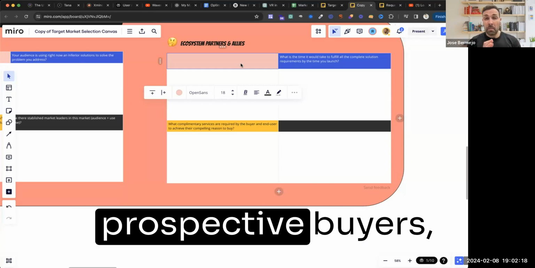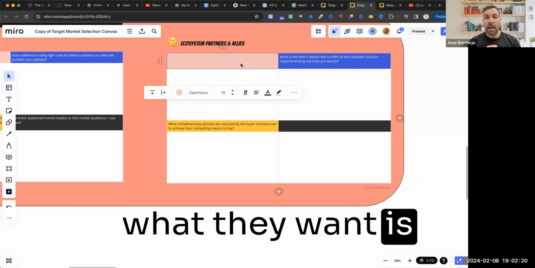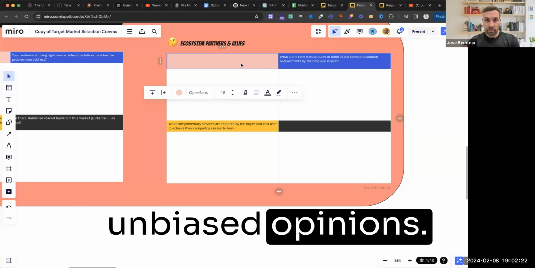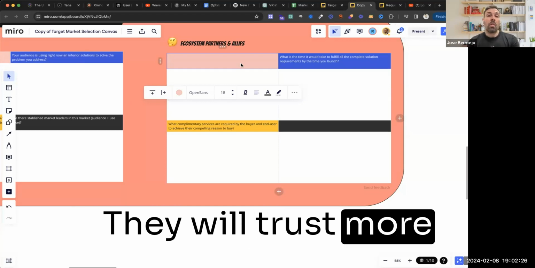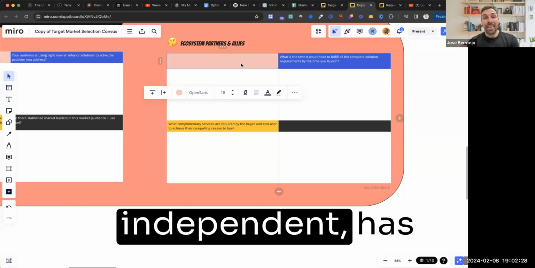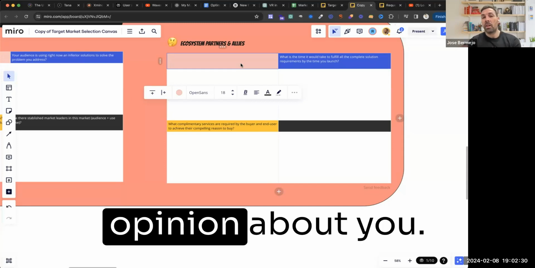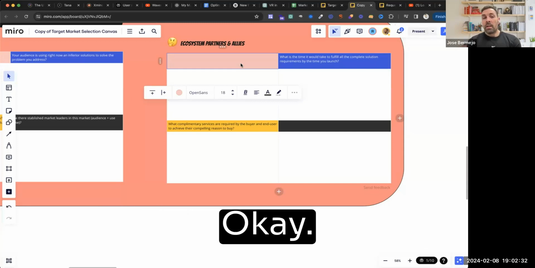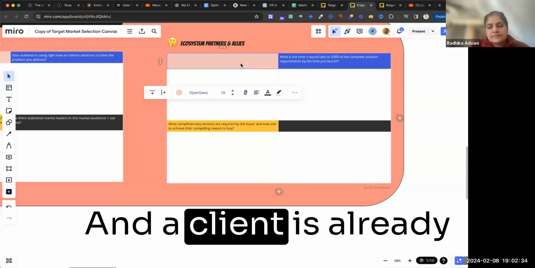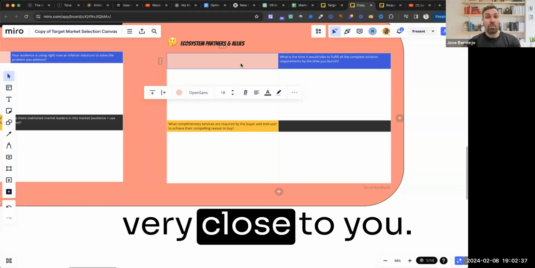And then the prospective buyers, what they want is unbiased opinions. They will trust more someone that has an independent opinion about you. Okay. And a client is already biased because it's very close to you.